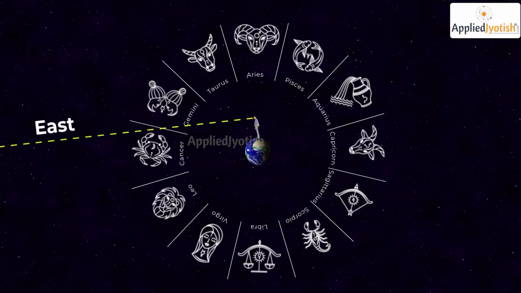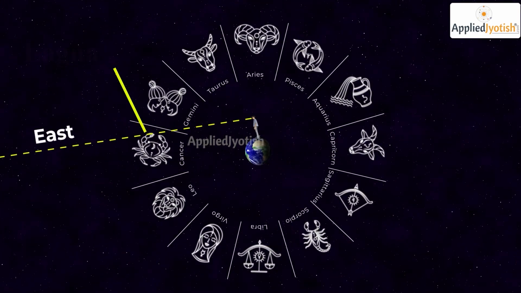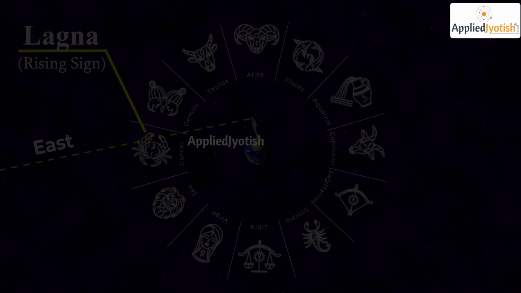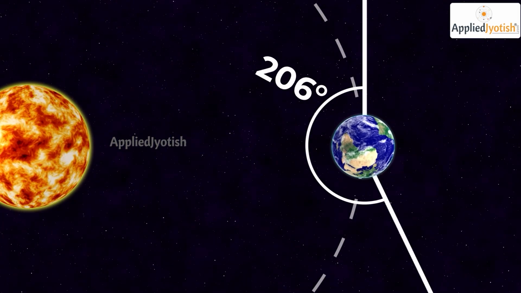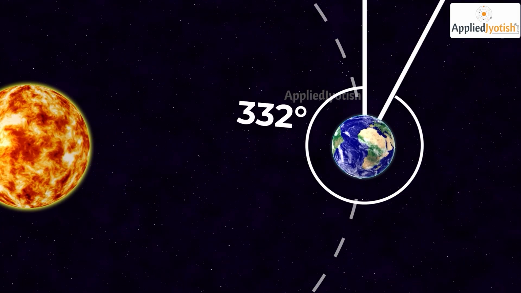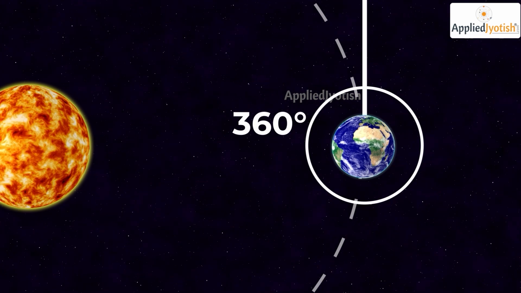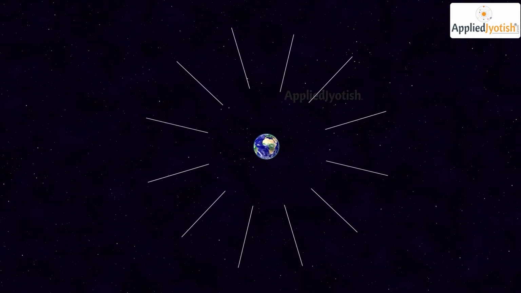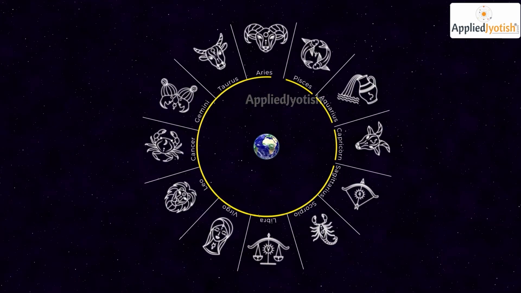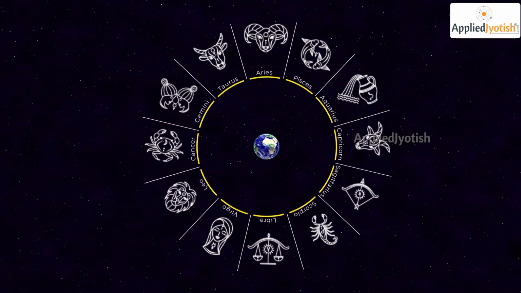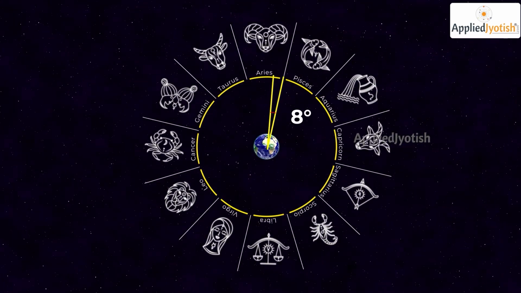Now we can easily understand the concept of Lagna or rising sign. All students of Applied Jyotish already know that the entire 360 degrees of the cosmos are divided into 12 equal parts. Each of these parts represents a zodiac sign, and each zodiac sign spans 30 degrees.